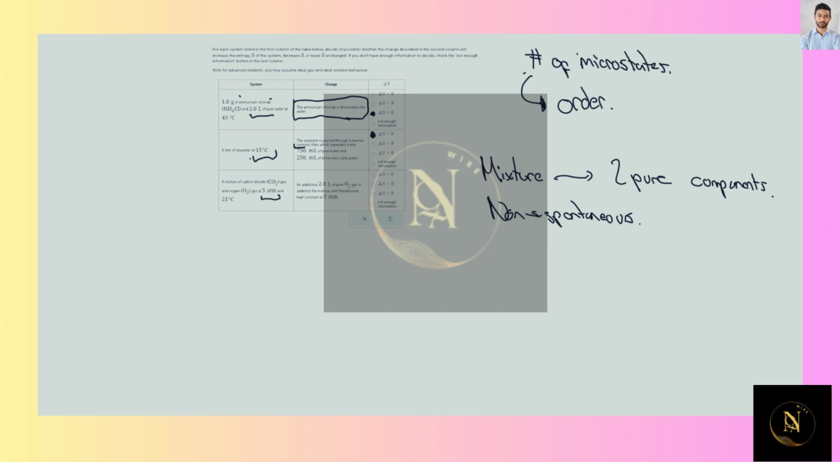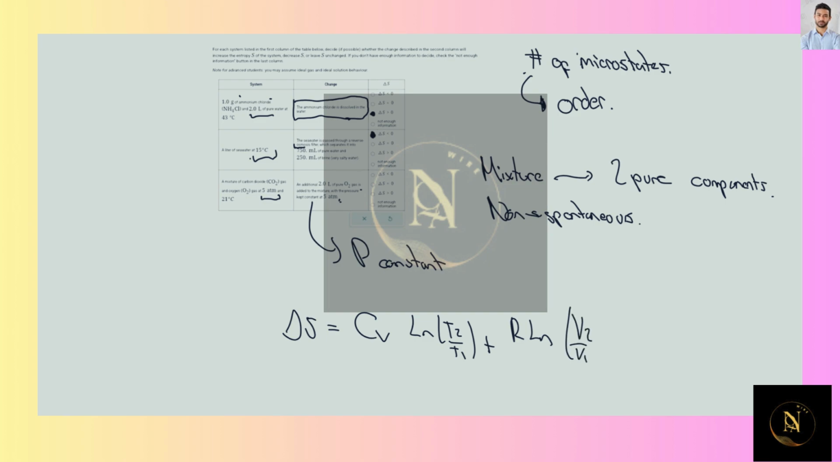And finally, we're going to have a mixture of carbon dioxide and oxygen at 5 atmospheres and a certain temperature, and we're going to add an additional 2 liters of pure oxygen gas to the mixture with the pressure kept constant. For the pressure to be kept constant, what needs to happen is that either temperature change or the volume change, right? So regardless of the scenario, we can consider the change of entropy for this type of process would be equal to Cv logarithm of T2 over T1 plus R times the logarithm of final volume over initial volume.